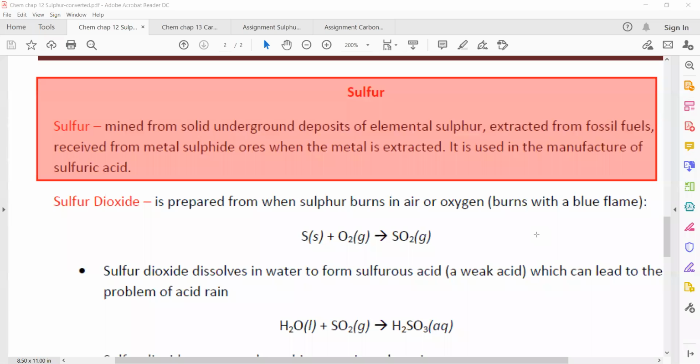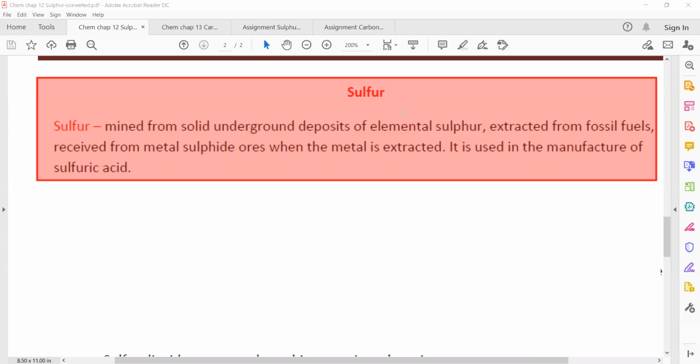Then oxides of sulfur, there are 2 oxides of sulfur. When sulfur reacts with oxygen, it has 2 possibilities to form oxides. Number 1, it can form sulfur dioxide, or it can form sulfur trioxide.